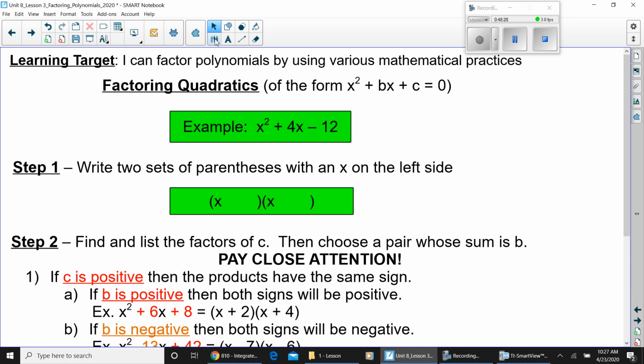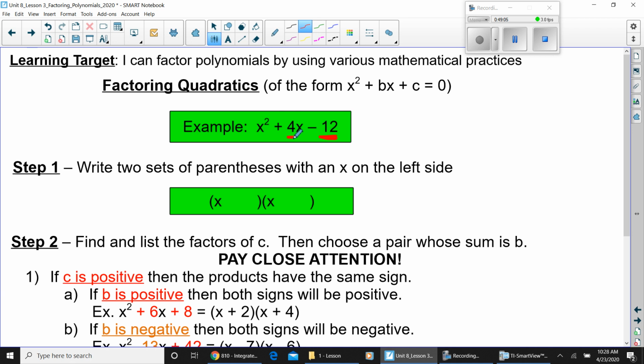All right. So we have x squared plus 4x minus 12. And the first thing that you do is put x times x down. Because remember, when you're doing distributive property, x times x is x squared. So now I look at these two numbers. You know that you have to pick two numbers that multiply to 12, and not only that, they have to multiply to negative 12. So two numbers that multiply to negative 12 and add to 4.